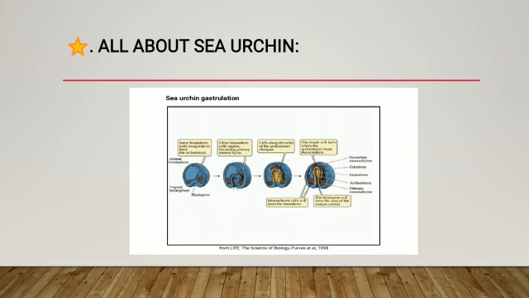This was all about the sea urchin. Here is the flowchart diagram of sea urchin. There are some steps described from which we can understand best which steps are involved in the gastrulation of the sea urchin. In step 1, some blastoderm cells invaginate to form the archenteron.